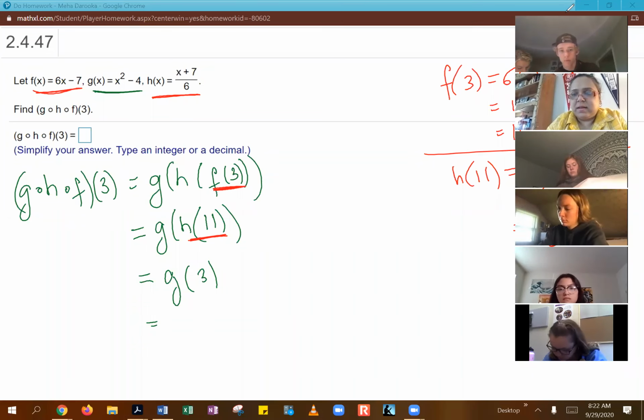So I actually did the g function instead of the h function on that one. So that's what I did wrong.